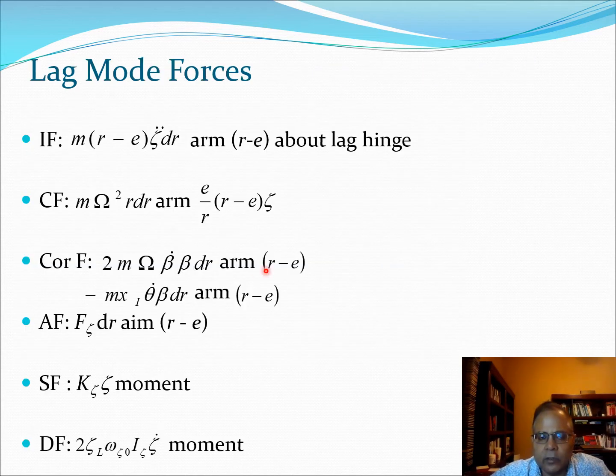So let's now take a look at all the different forces which act in the lag direction. So we have our usual inertia force, arm R minus E. We have the centrifugal force term, arm I just showed you, depends on E here. We have two Coriolis terms, one due to beta dot and the second due to xi. So these essentially are going to give you the Coriolis forces. Then you have the AF term, largely due to the drag. You have the spring force term, and you also have the damping force term, which is essentially a moment. So the damping force term would depend on zeta dot, and we have an equivalent viscous damping here.